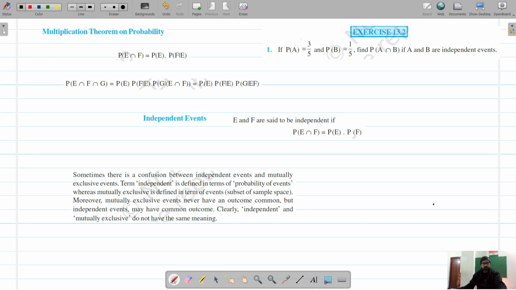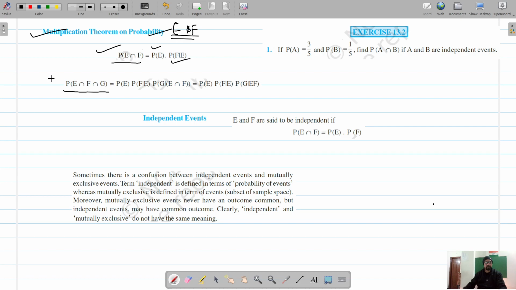Let's start with exercise 13.2 of chapter 13, and it's based on the multiplication theorem of probability. The multiplication theorem of probability says that if we have two events E and F, then we have to find the combined probability of E and F. So that should be the probability of E into the probability of F when E has happened.